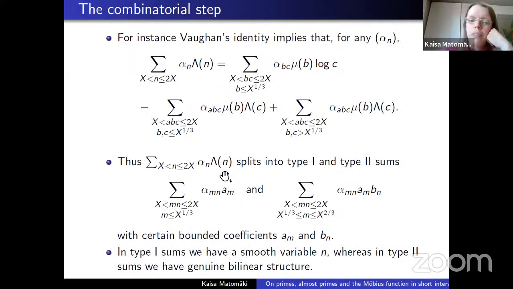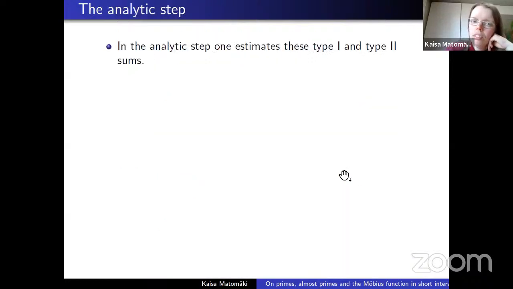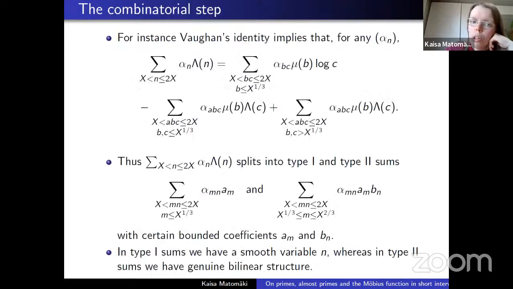The advantage of type 1 sums is that there's a smooth variable n, where we don't have any coefficient, instead we have just a_m. And the advantage of type 2 sums is that we have a real bilinear structure here. And then in the analytic step, we want to estimate these type 1 and type 2 sums. And then it depends on what we are interested in, what's our sequence.